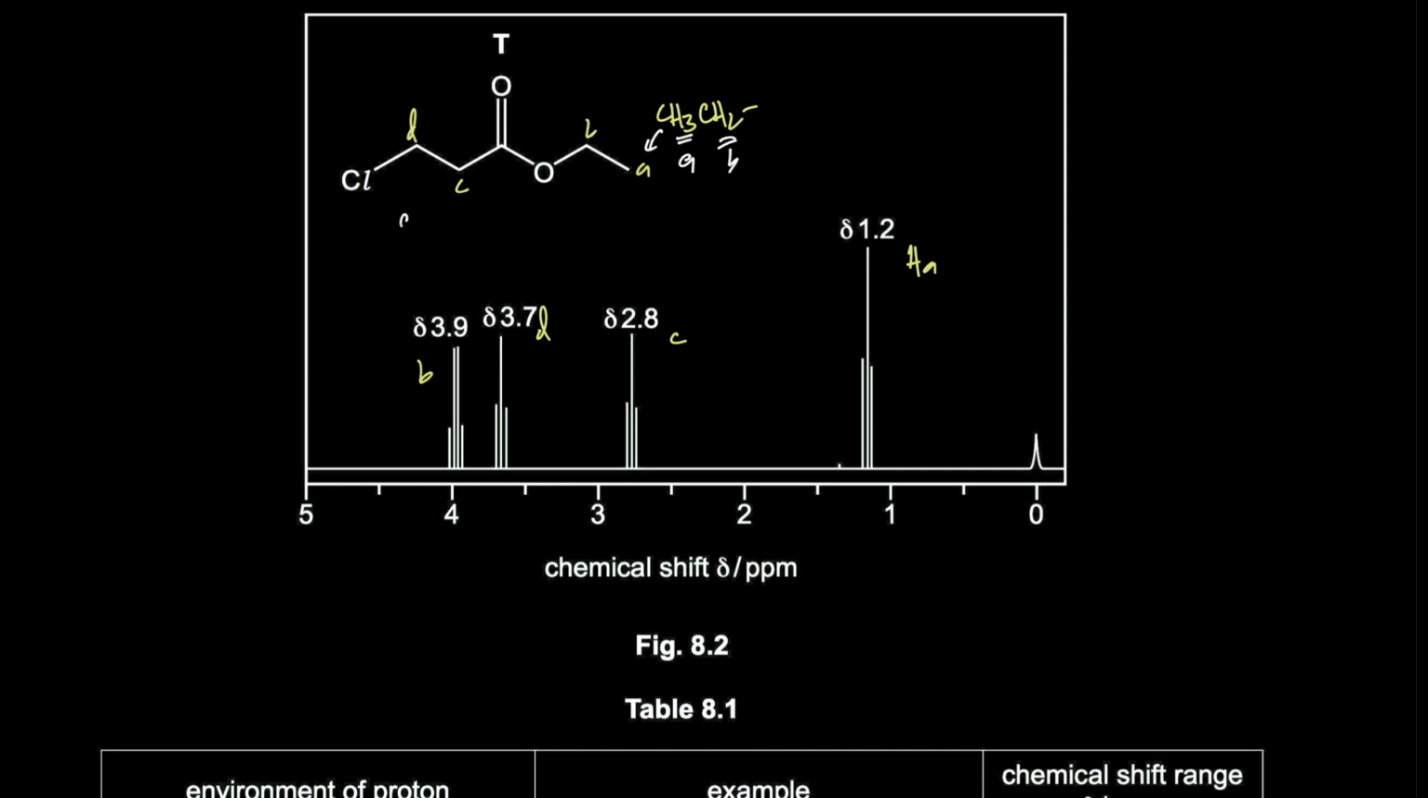And then here for C and D we have a CH2. We have two peaks with the same height and same relative area, and they're both triplets. So we can say that proton C is split into 3 by the neighboring 2, and then proton D is also split into 3 by the neighboring 2.